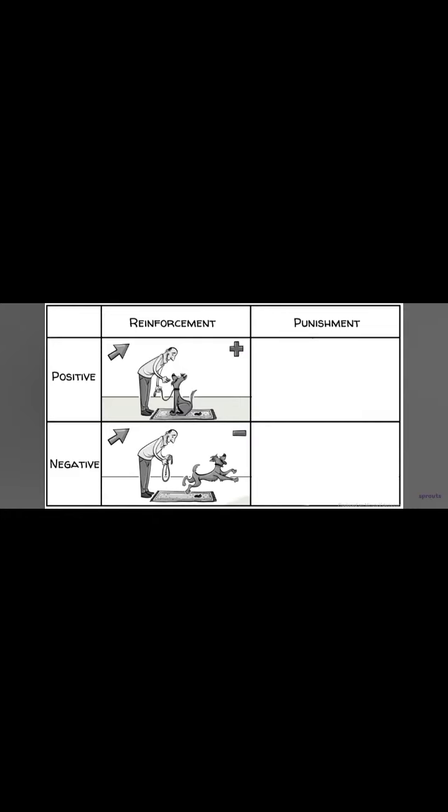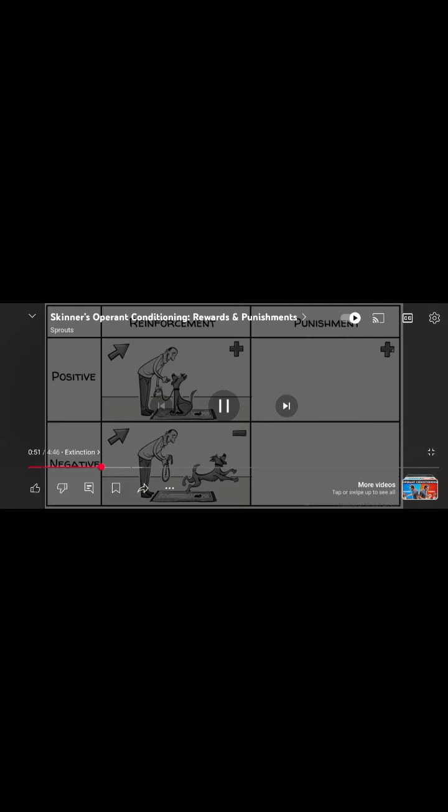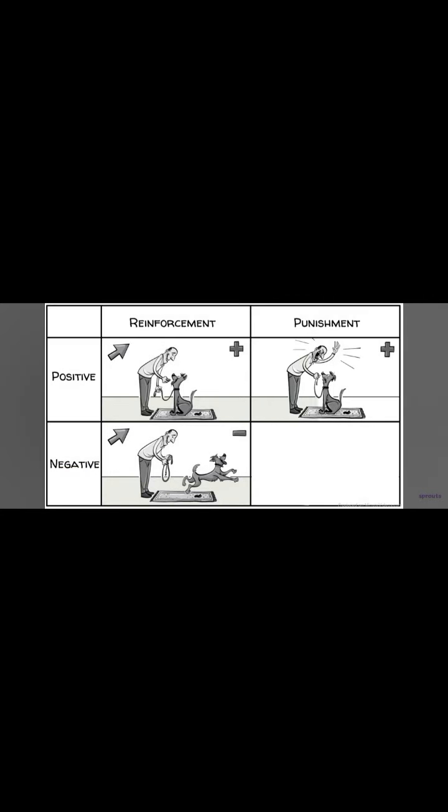We can draw the 4 options in a table. If reinforcement is positive, we add something pleasant, like a cookie, to increase the likelihood of a behavior. If reinforcement is negative, we still want to increase the desired behavior, this time by removing something unpleasant, like the leash. If punishment is positive, we add an unpleasant response to decrease behavior. When punishment is negative, we also want to decrease behavior, now by removing something pleasant, like the comfy carpet.